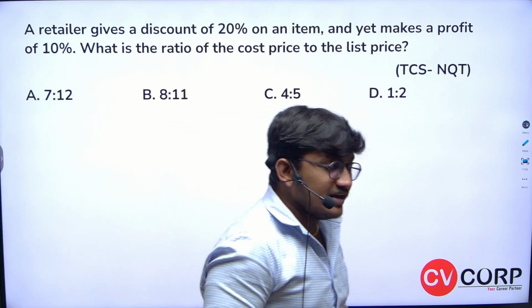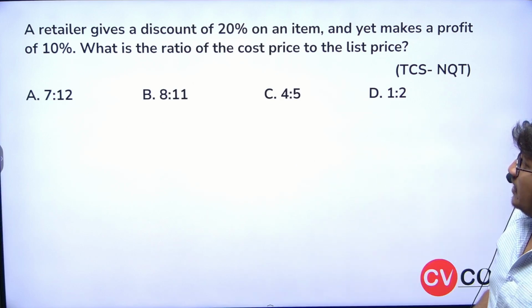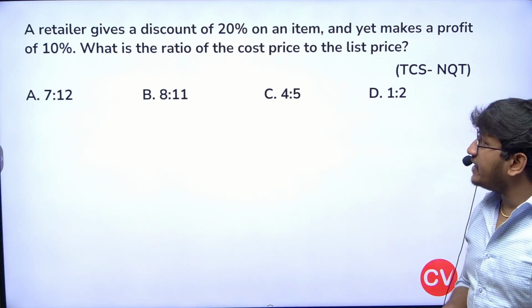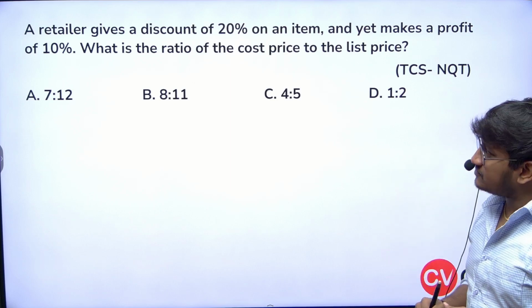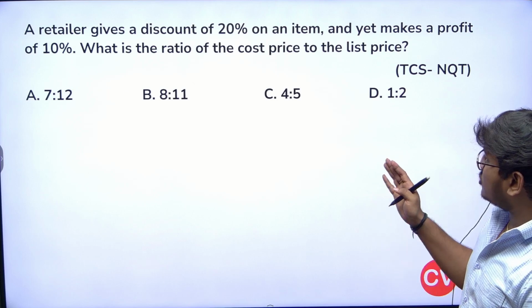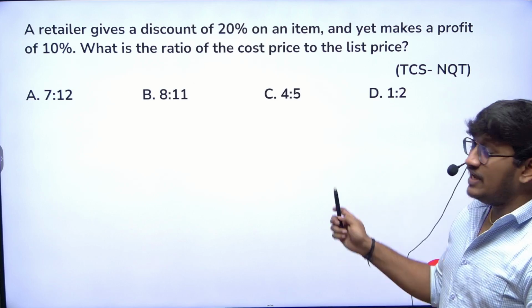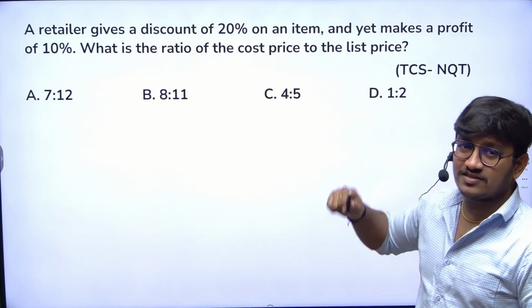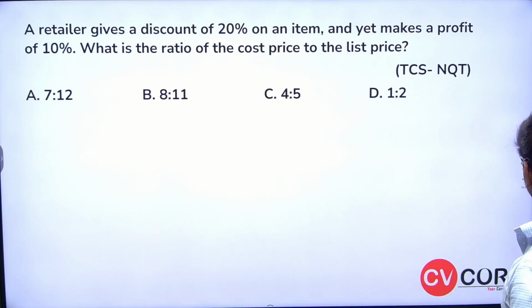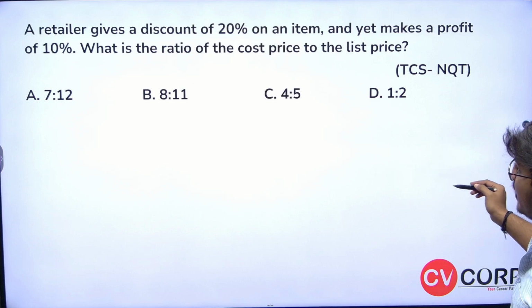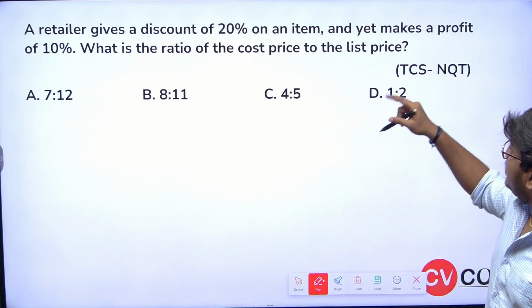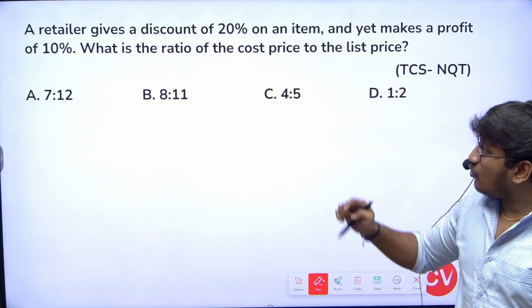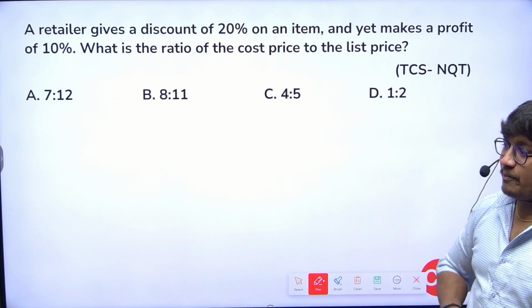A retailer gives a discount of 20% on an item and yet makes a profit of 10%. What is the ratio of cost price to the list price? Here list price in the sense market price. Don't get confused. A retailer gives a discount of 20% on an item and yet makes a profit of 10%. What is the ratio of cost price to market price?